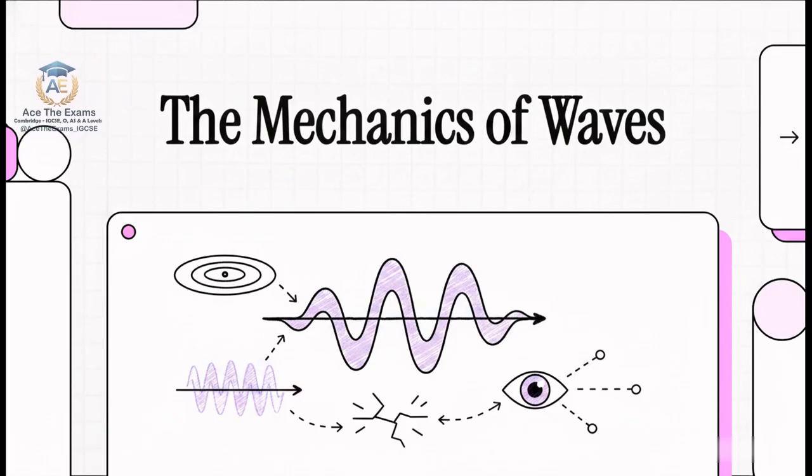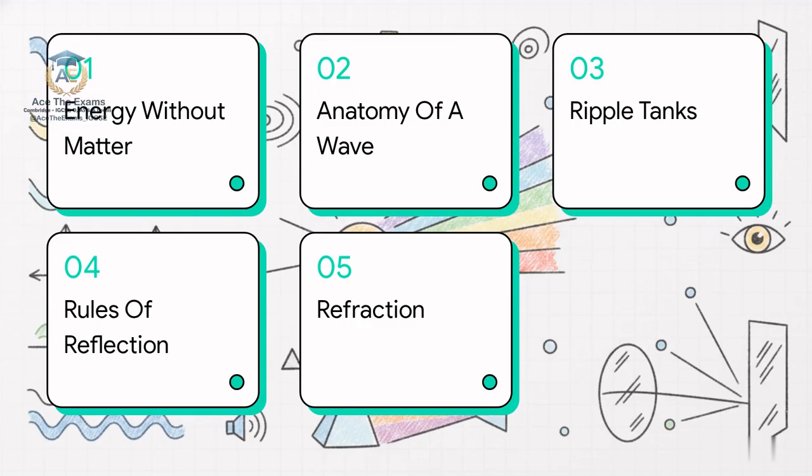Okay, let's get into it. Here's our roadmap for today. We're covering energy without matter, the anatomy of a wave, ripple tank revelations, the rules of reflection, and finally, bending reality with refraction. We'll start with the broad, observable rules of physical waves, and then we'll apply those exact same rules to the high-speed, invisible world of light.